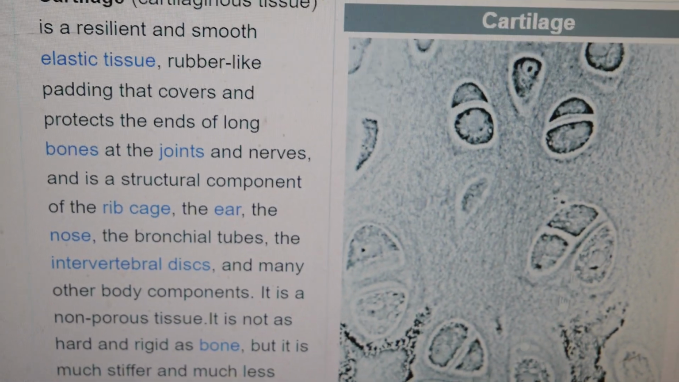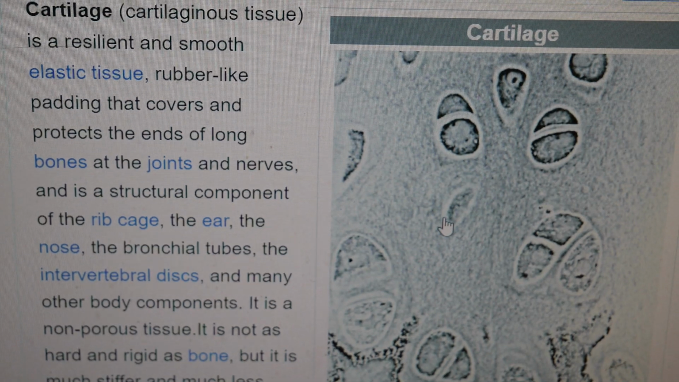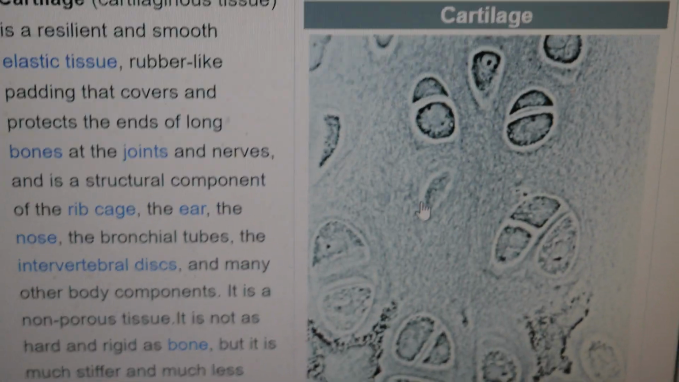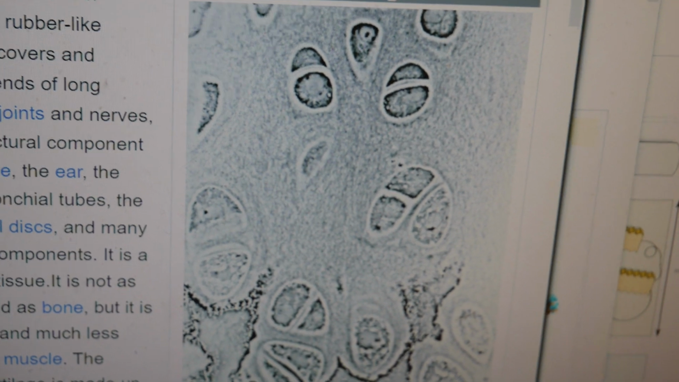Cartilage, that's not cellular either. That's a series of highly uronic acid and chondroitin sulfate, another big protein polysaccharide, but that's not cellular at all.